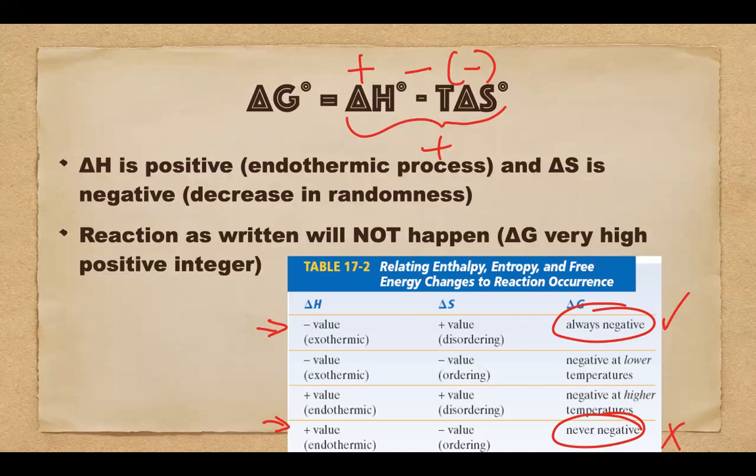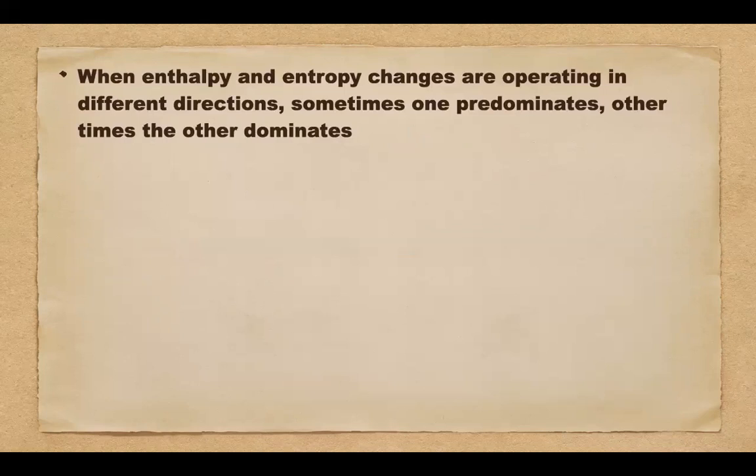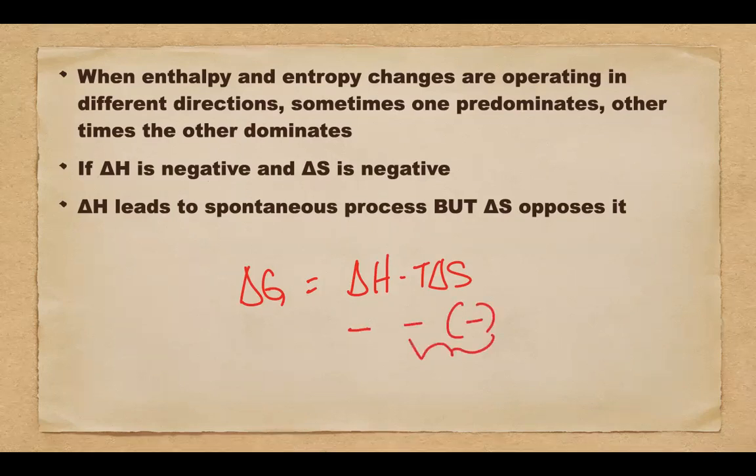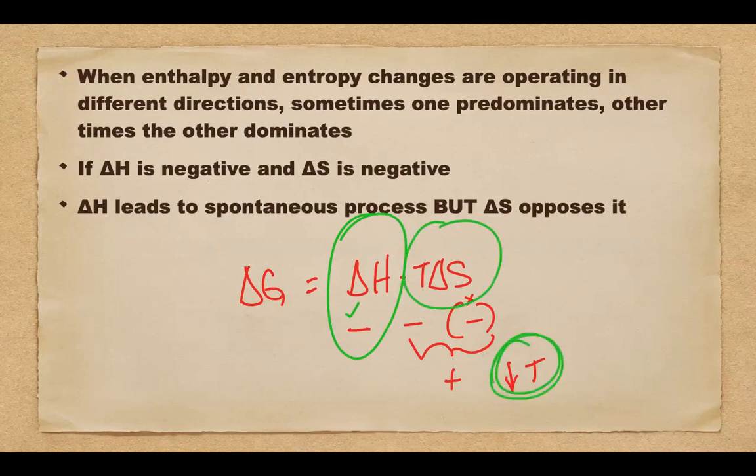Now, the in-between cases come with both of them being negative or both being positive. If delta H is negative and delta S is negative, we have delta G equals delta H minus T delta S. This is minus a negative, which means that this half is going to be positive, so you want to keep the temperature low. Negative delta H is favored, negative delta S is not favored. So you want to keep this half of the equation high and this half low. So you need a low temperature for both of them being negative.